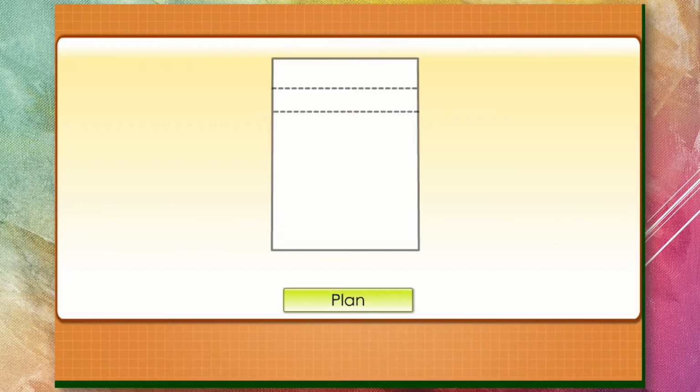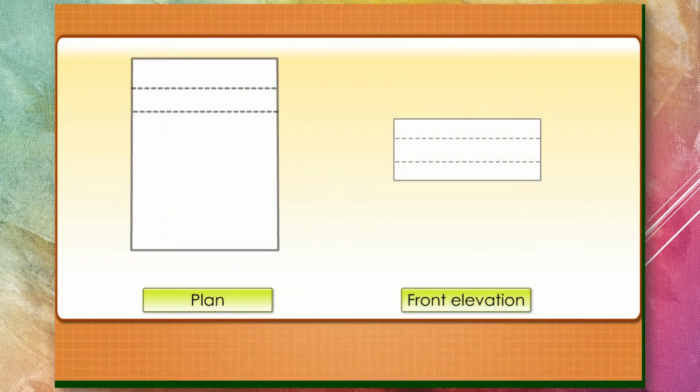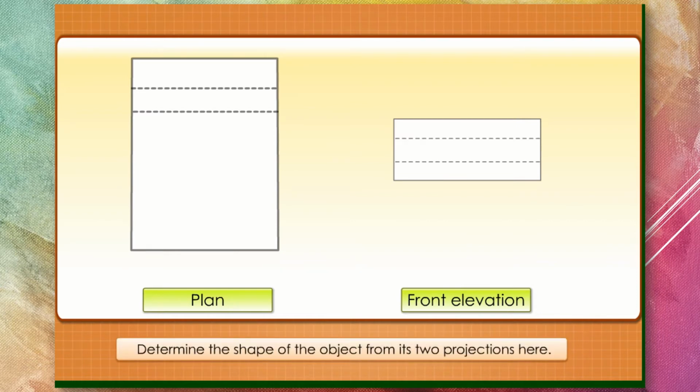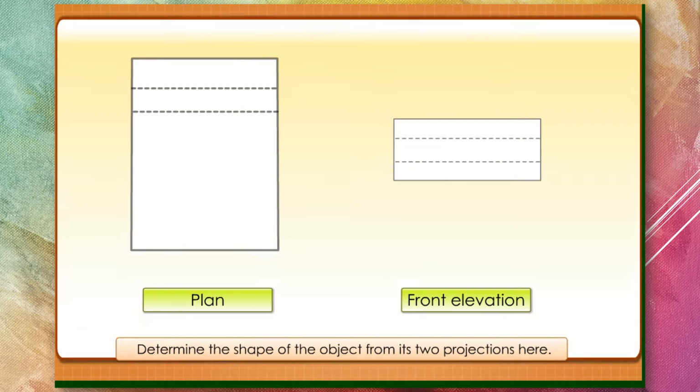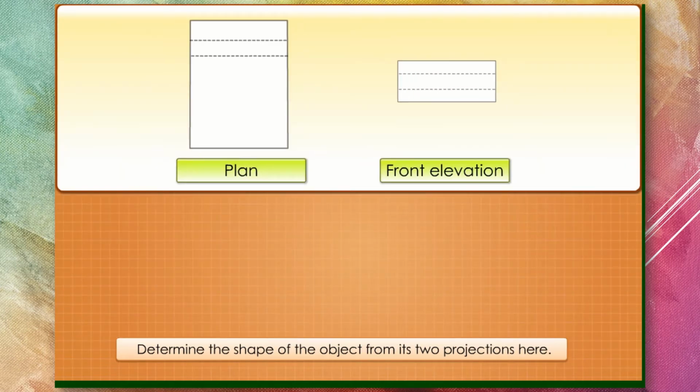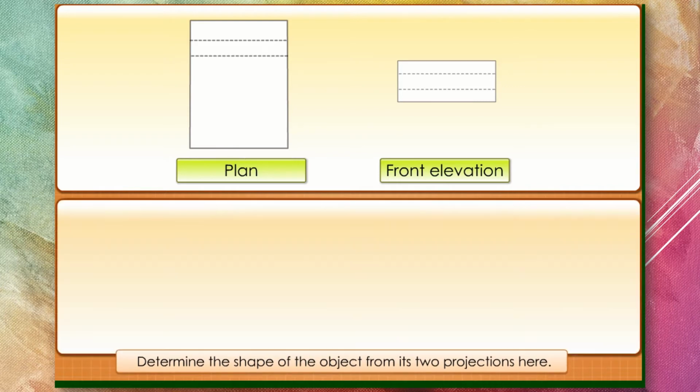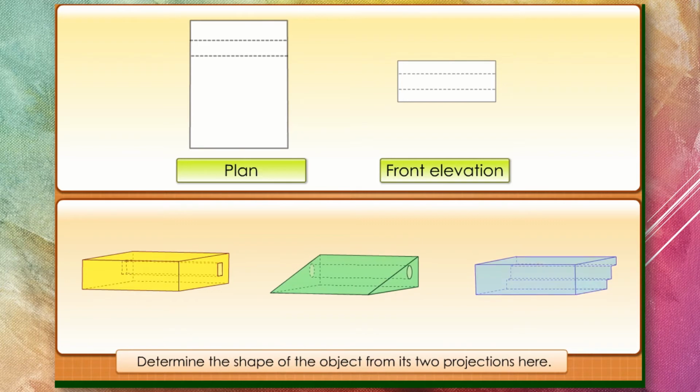This is the plan and this is the front elevation of a solid object. Can you imagine the shape of the object from its two projections shown here? How many objects do you think have the same plan and front elevation? Let's see. The object can look like this, or this, or this.